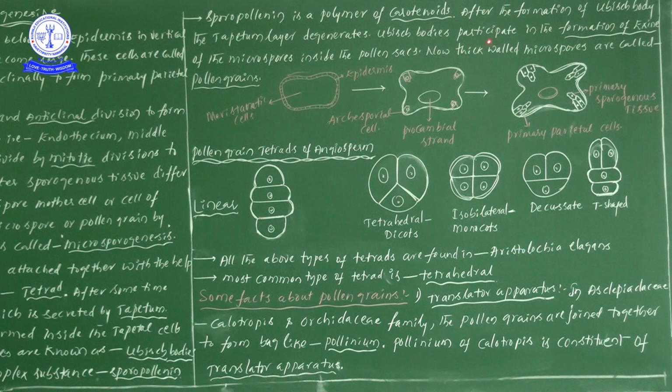Rubisco bodies participate in the formation of the exine of the microspores inside the pollen sacs. The tapetum is the innermost layer out of the 4 layers of the anther. In the tapetum cells, Rubisco bodies are formed first. These Rubisco bodies help in the development of the exine layer. That is why the exine is made up of sporopollenin. Because of the presence of sporopollenin in the exine, we can study these pollen grains as fossils.